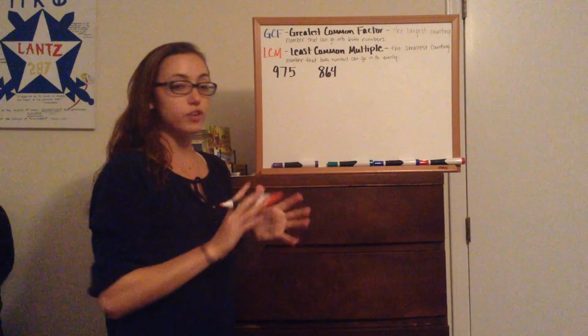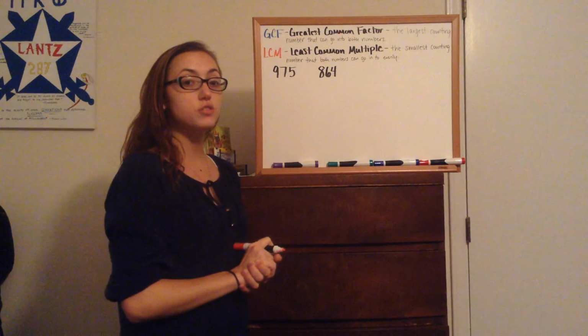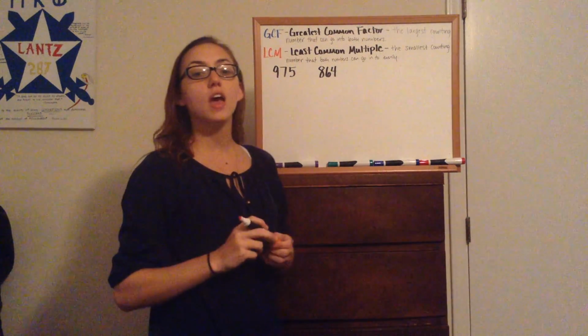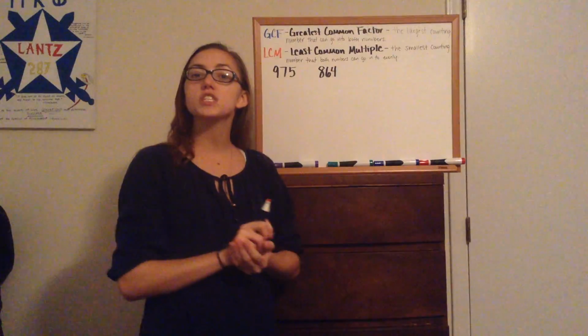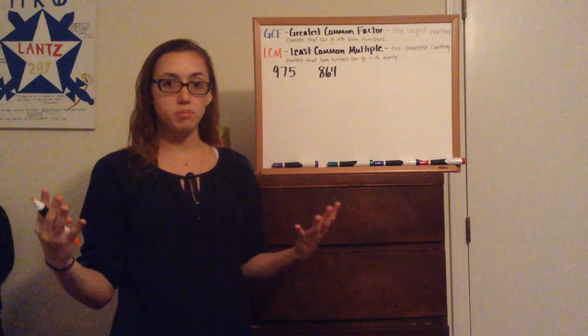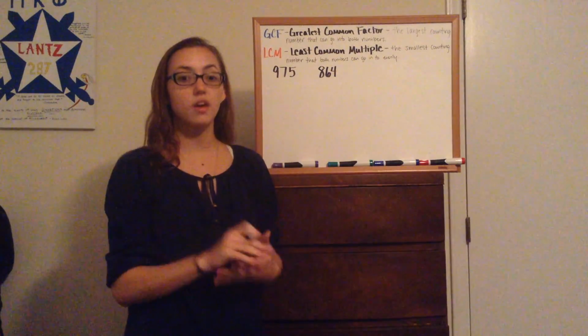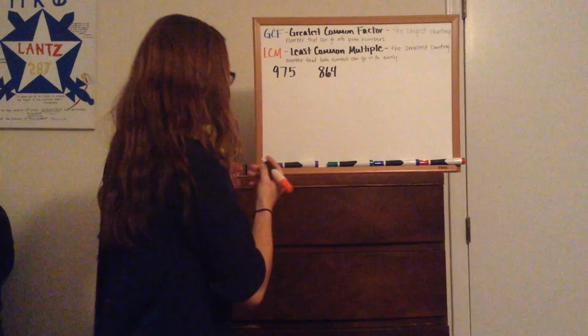And in order to find the greatest common factor, first you need to do the prime factorization of each of your numbers. And doing the prime factorization is basically breaking down larger composite numbers into smaller prime numbers that are easier to work with. And so here we go.